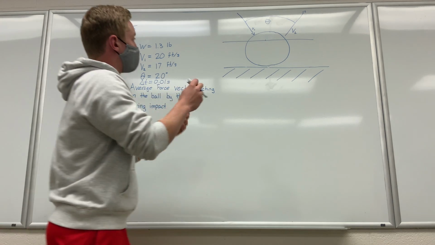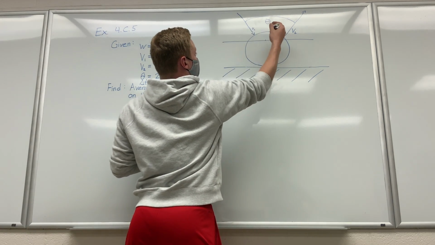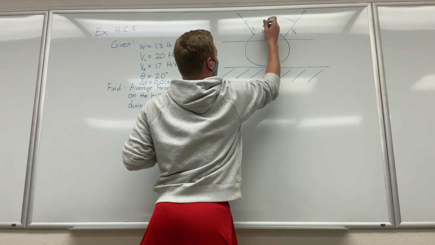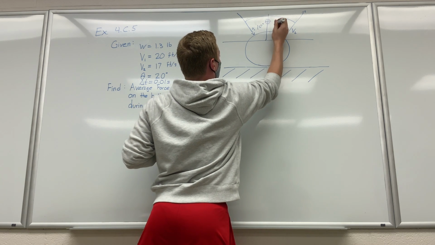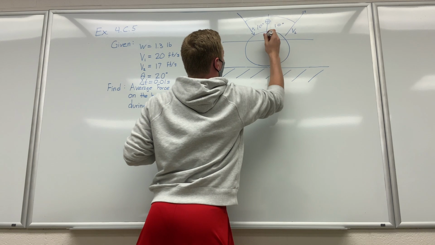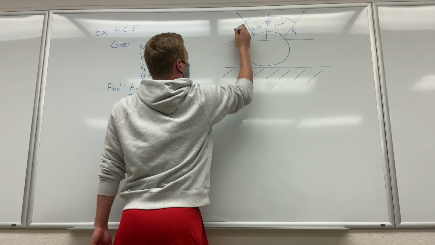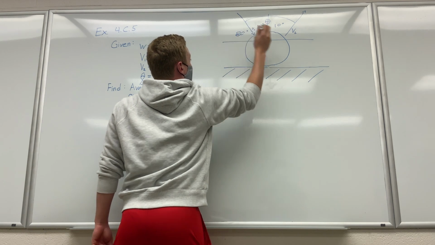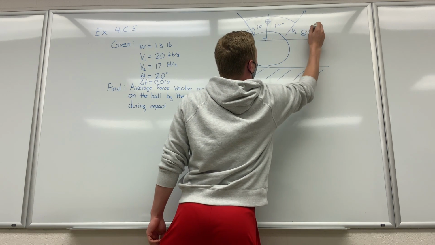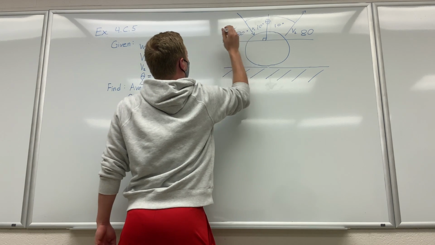So over here, we know that this angle is 20 degrees. We can split that in half. We'll have 10 degrees on this side, 10 degrees on this side. So now we know we have a 90-degree angle here. 90 minus 10 will give us 80 degrees, and 80 degrees over here. We will call this angle C.